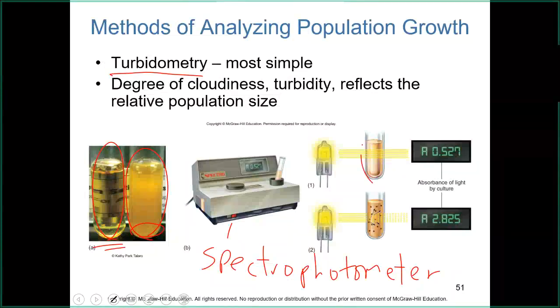Here's our sample. It's totally clear. These are the photons of light. They're going straight through. And the reading here is pretty high. That absorbance reading is one for the nutrient broth, which has some solute in it, so there's going to be some absorbance. But it's a reading we would get if there were no growth at all. So that represents zero growth.